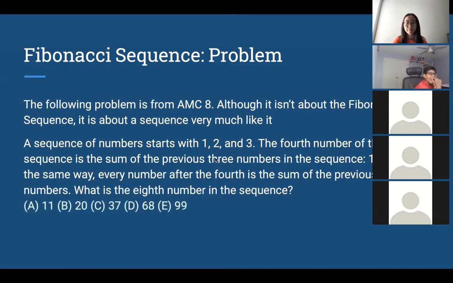Oh, and here are your answer options. Remember, we're trying to solve for the 8th number in this sequence. 11 is the 5th number in the sequence.